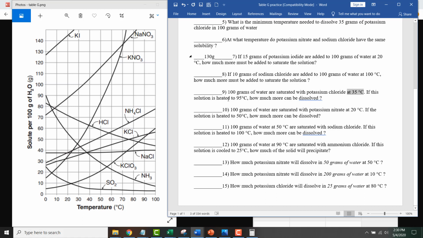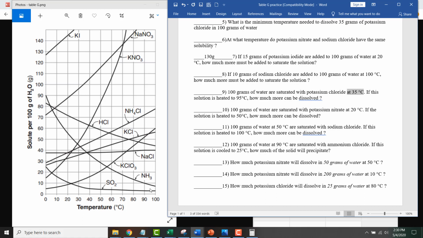So if we just take a look at that, KCl at 35 degrees, so here's 35 degrees, and there's our KCl chart. Now, it's right underneath the 40 line. So it's in this little range. There's going to be a little range in our answer, but we're going to guess this is about 38. Okay, let's just say this is 38 grams. It says it's going to be heated to 95. How much more can be dissolved? So if I go to 95 degrees and I go up to my KCl chart, notice I'm halfway between 50 and 60.